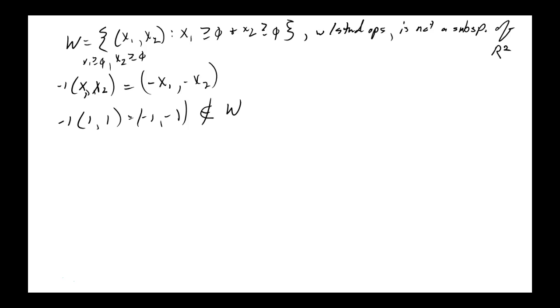P1 would be all polynomials of degree less than or equal to 1. So those would be all linear and constant polynomials. P2 would be all polynomials of degree less than or equal to 2. So it would be all quadratic polynomials, linear polynomials, and constant polynomials, and on and on. And they all have the standard operations.